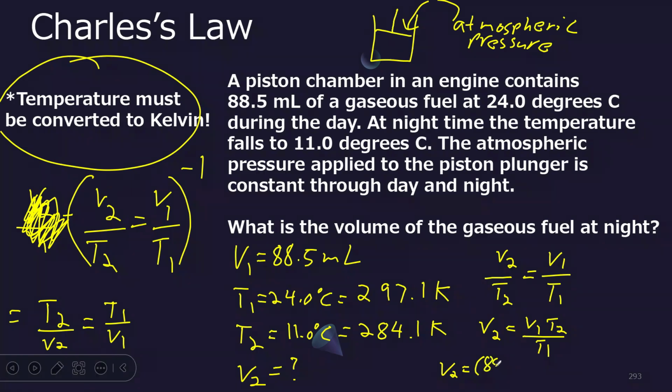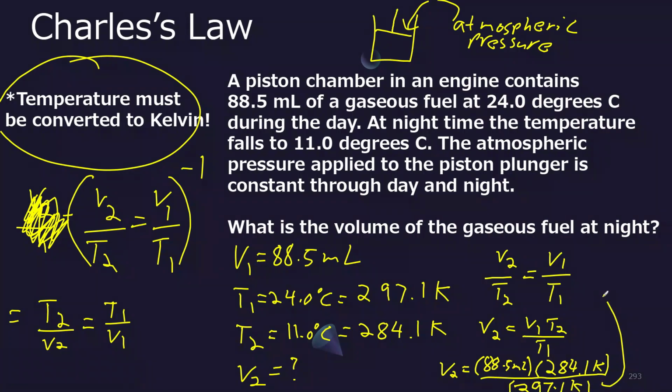So V1 is 88.5 milliliters. T2, 284.1 Kelvin. Divided by T1, 297.1 Kelvin. I'll bring this up here so you can put that in your calculator, but you should get 84.6 roughly. And we're canceling out kelvins here in the temperature. Milliliters should be our units.